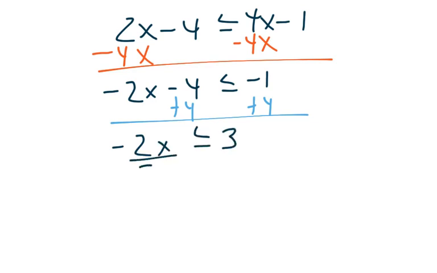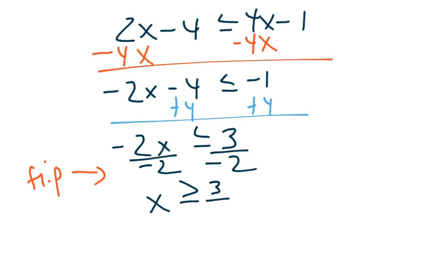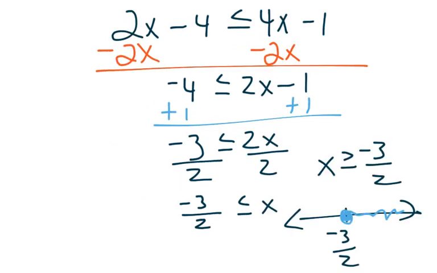And then we'll divide by negative 2. But dividing by a negative triggers the flip. And so we have x, and now we've got to flip the less than around to a greater than, 3 over negative 2. And just remember that the position of the negative in the fraction doesn't matter, so you might move it up to the numerator, and you'll notice we get the same answer.